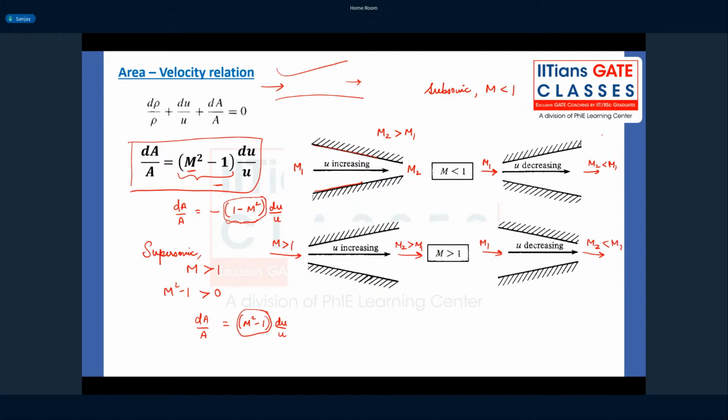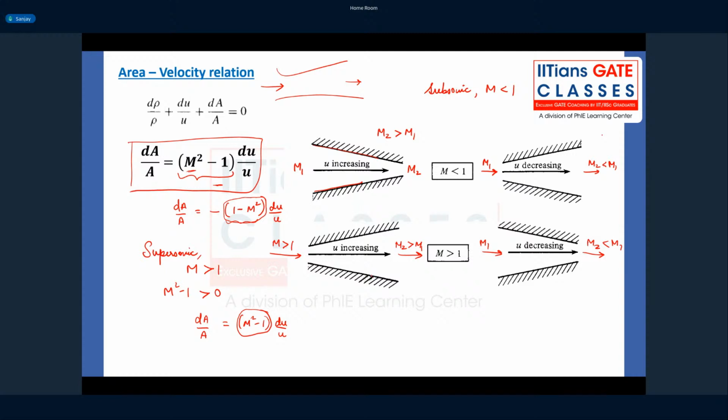So now can you tell me which one acts as a nozzle, whether the convergent duct or the divergent duct, for a supersonic flow? Which one acts as a nozzle? Is it the divergent duct? It is the convergent duct again, right? You can see the Mach number is increasing. So it's the convergent duct that acts as a nozzle.